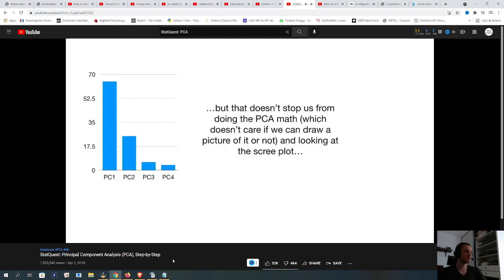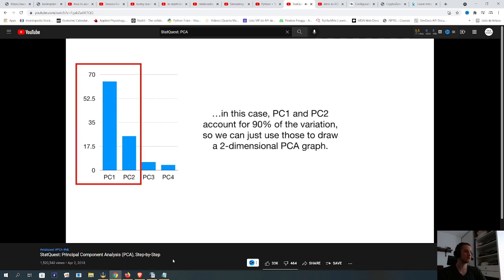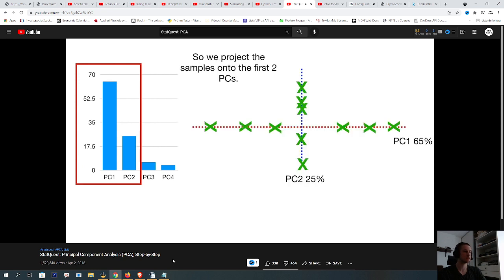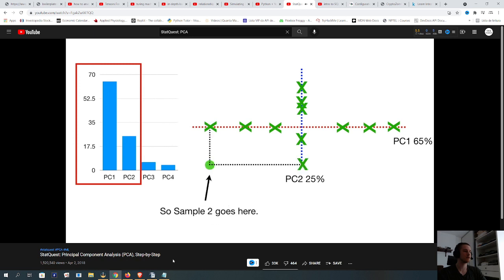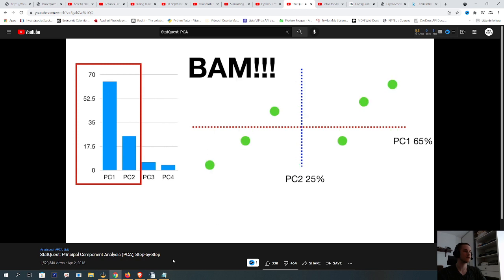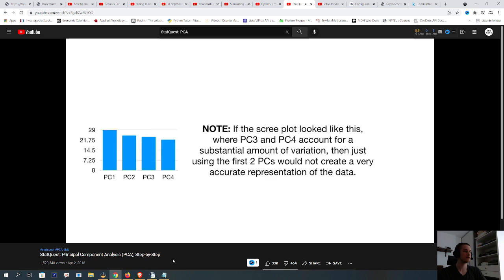Wah wah. But that doesn't stop us from doing the PCA math, which doesn't care if we can draw a picture of it or not, and looking at the scree plot. In this case, PC1 and PC2 account for 90% of the variation, so we can just use those to draw a 2-dimensional PCA graph. So we project the samples onto the first 2 PCs. These 2 projected points correspond to sample 2. So sample 2 goes here. Bam!